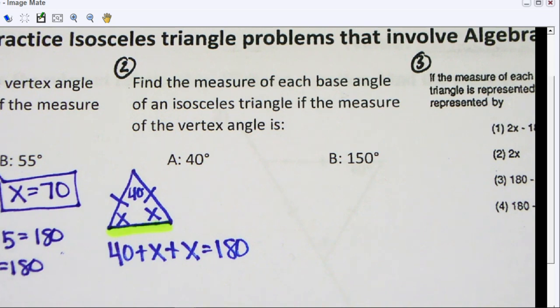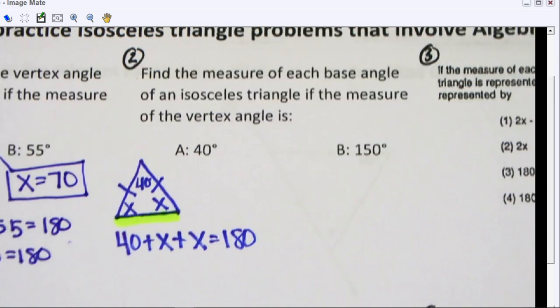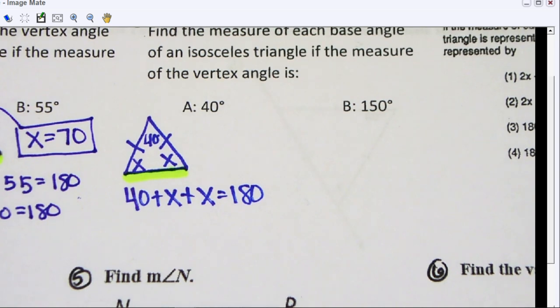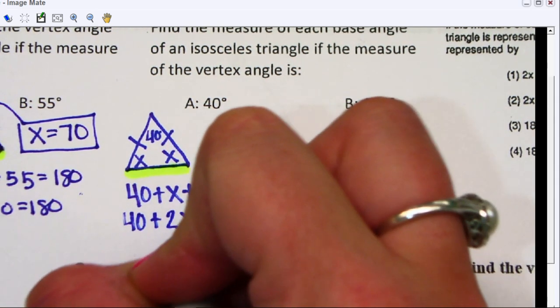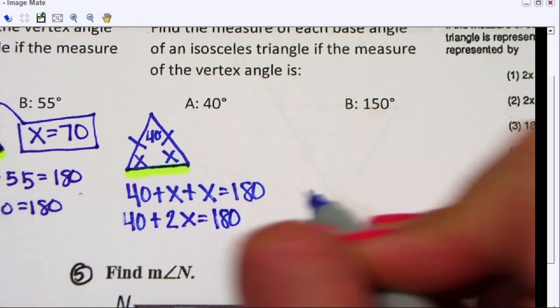Because when we get down to the harder problems, like on number 4, we're going to have more to our equation. We can't just subtract. So let's combine those like terms. How do I combine those x's together? What should we get? X squared. Not x squared. You're close. That's if I'm multiplying. I'm only adding them. So how many x's do I have? 2. So this is 40 plus 2x equals 180.